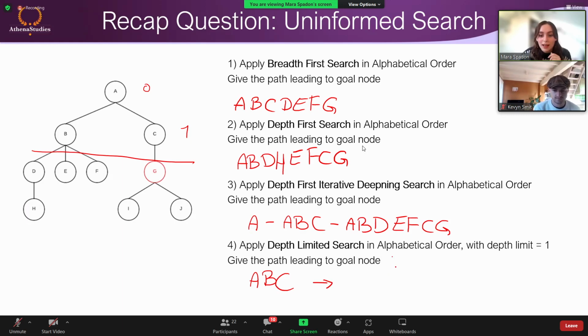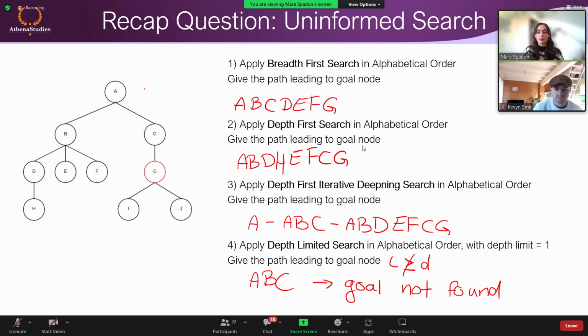So indeed, we do not find the goal here. So remember, we had to have that limit is bigger than or equal to depth, and that is not our case here. So we say goal not found, unfortunately. Great. So those are the uninformed search algorithms, the way you apply them, if they're optimal or complete or not, and how you would go about a question.